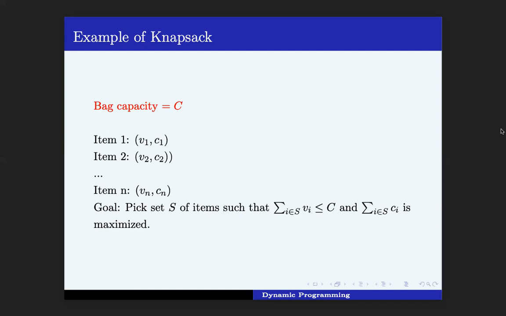So this is a recurrence, and the base case is that if the big capacity is 0, then D of 0 is 0.